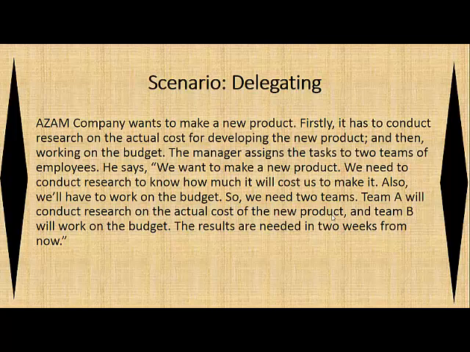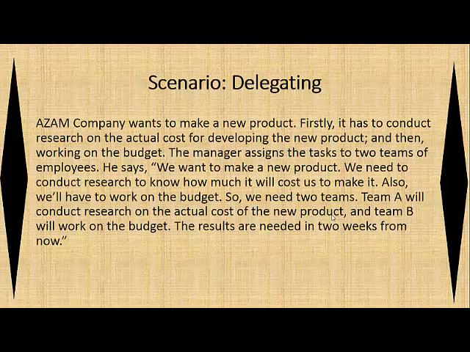He might say, okay, we want to make a new product. We need to conduct research to know how much it will cost us to make it. Also, we have to work on the budget, so we need two teams. Team A will conduct research on the actual cost of the new product, and team B will work on the budget. The results are needed in 2 weeks from now. So you see that the tasks and the directions are really clear. They know that team A will work on these tasks and team B on those.